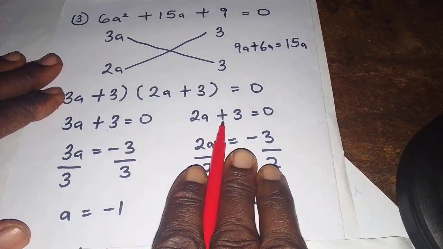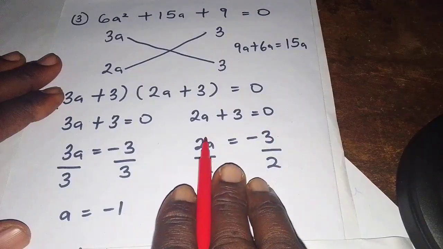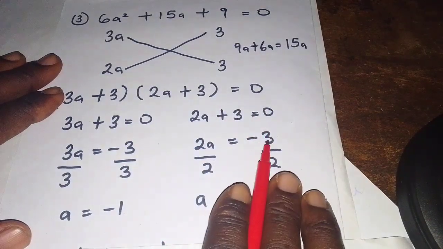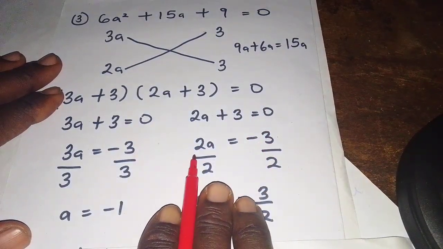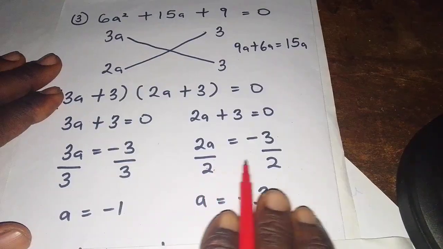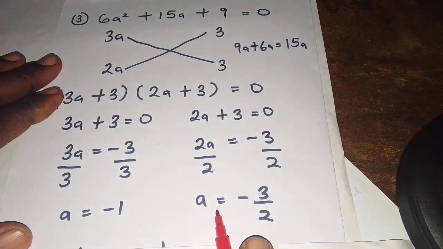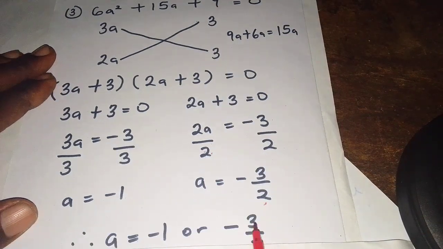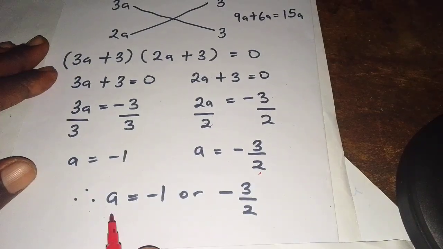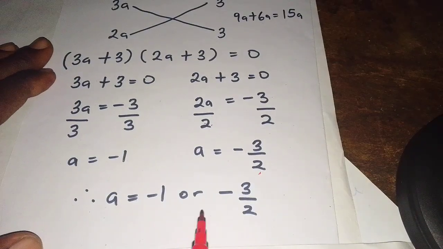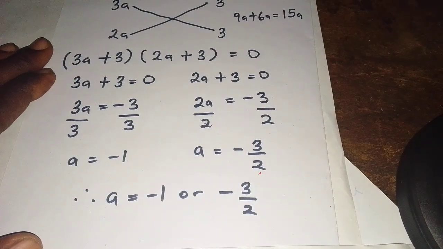Also, 2a plus 3 is equal to 0. So bring this plus 3 to this side, now turn to minus 3. Divide both sides by the coefficient of a, which is 2. So that means your a here will be minus 3 over 2. So the value for a would be minus 1 or minus 3 over 2.